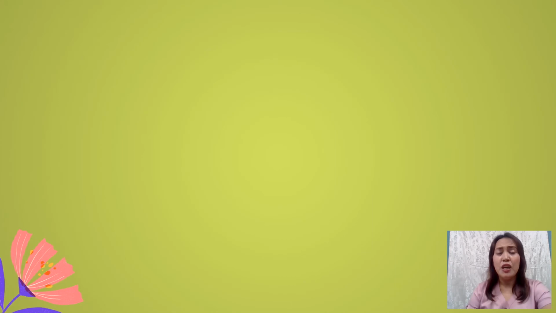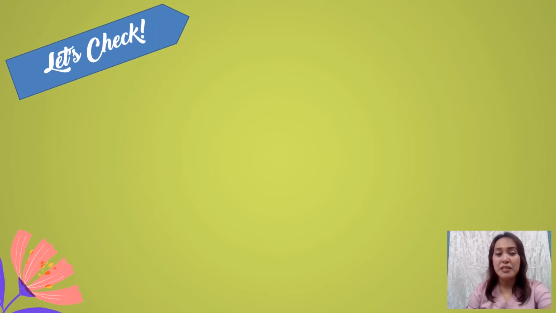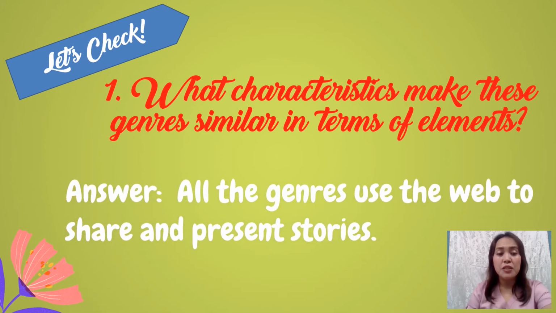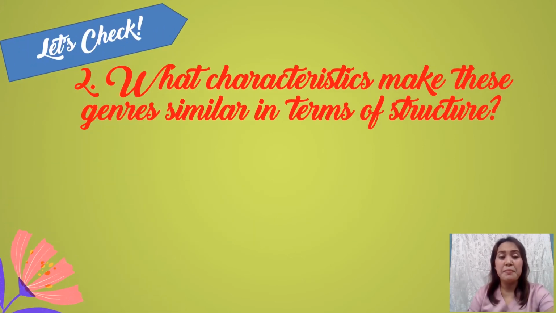Before our break, you were tasked to accomplish Activity 2 on your module. Let us now check your answers as you compared and contrasted modern literary genres using the Venn diagram, namely text talk novel, hyperpoetry, and blog. First question. What characteristics make these genres similar in terms of elements? The answer? All the genres use the web to share and present stories. Number 2. What characteristics make these genres similar in terms of structure?